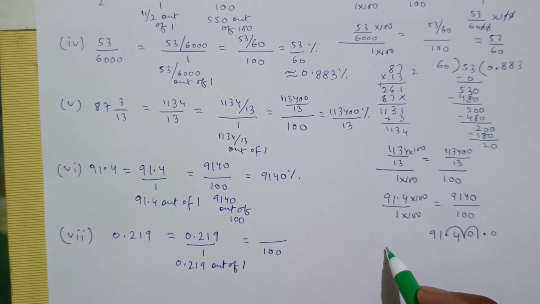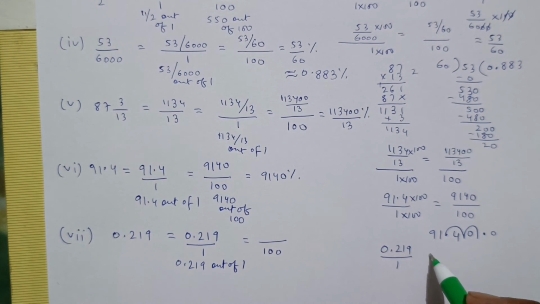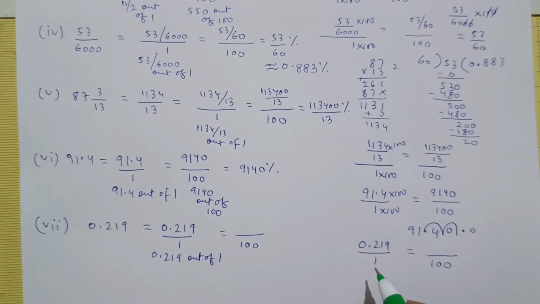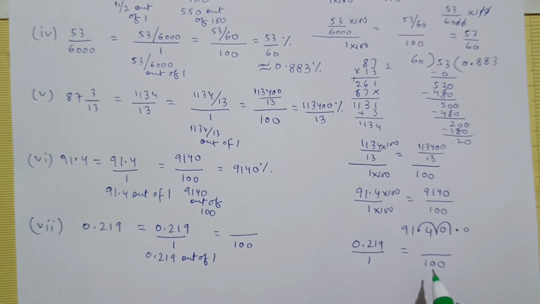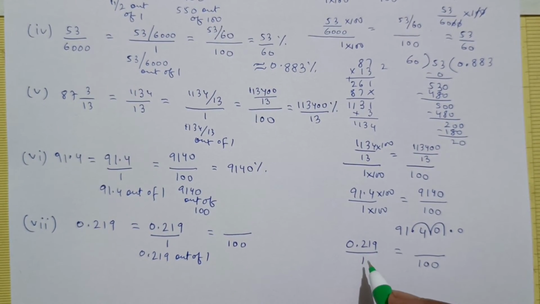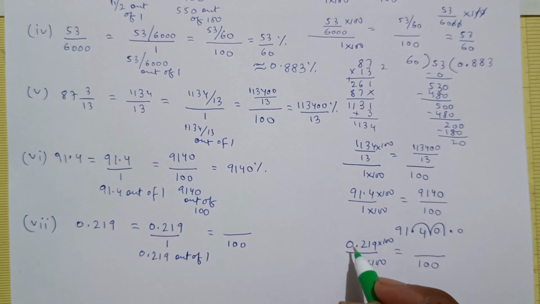So let us do it over here. 0.219 by 1 is equal to how much by 100? Here the denominator is 1, whereas I want the denominator to be 100. So 1 into what is 100? 1 into 100 is 100. So I will multiply the numerator also with 100.